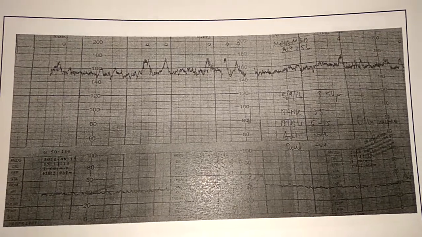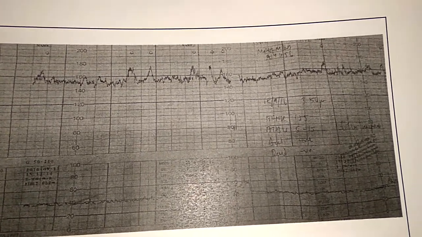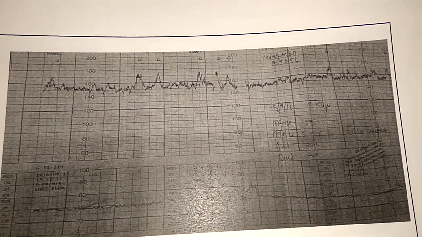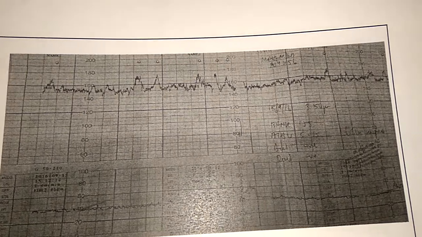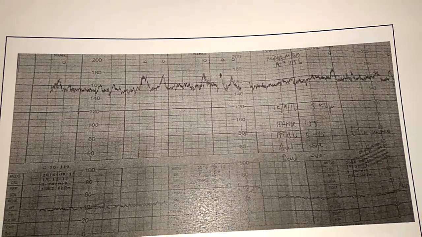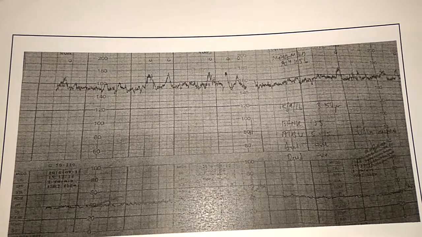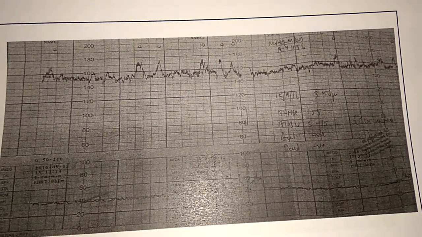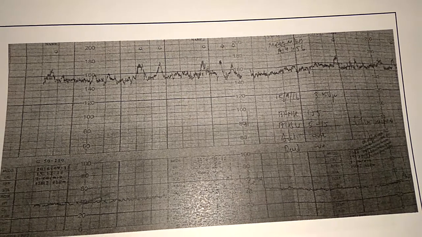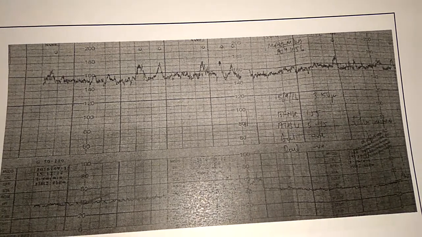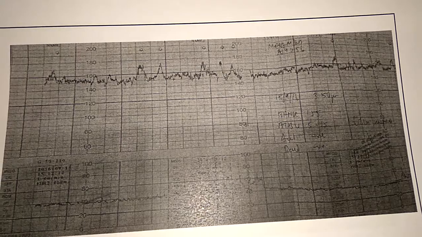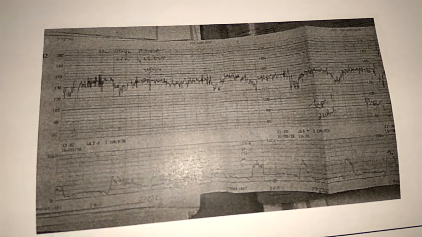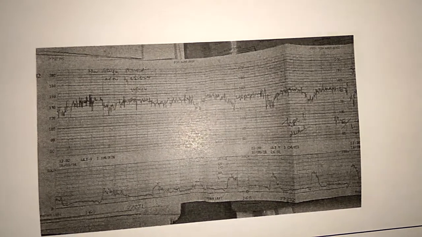Okay, this is an example of reactive CTG. How do you present this? Okay, the baseline fetal heart rate is 155 beats per minute. Beat-to-beat variability 5 to 15. Acceleration present, deceleration absent. So the CTG is reactive. Okay, this is an example of type 1 deceleration.